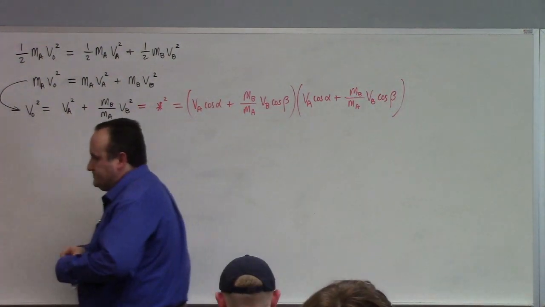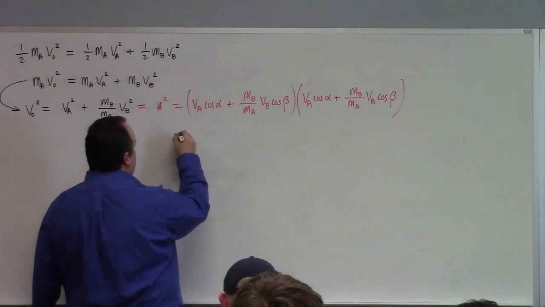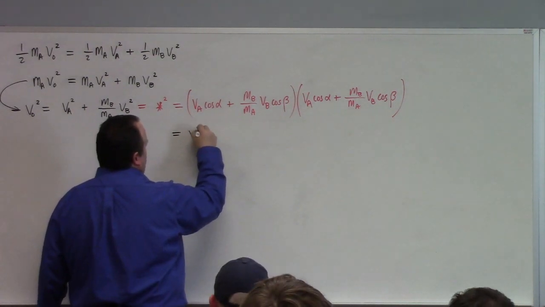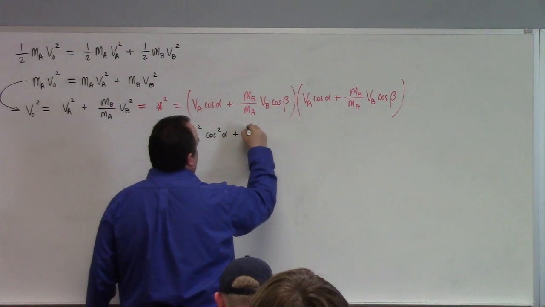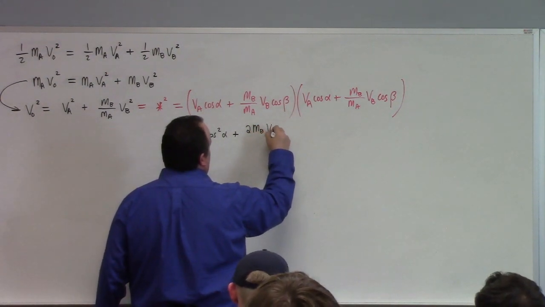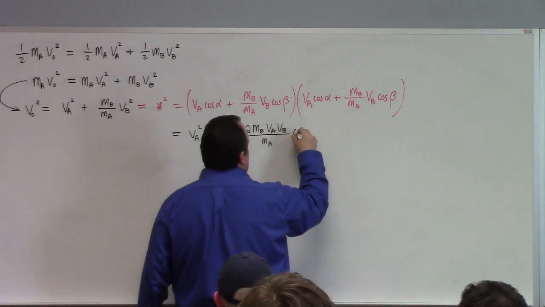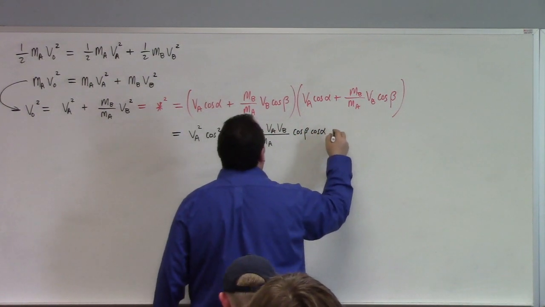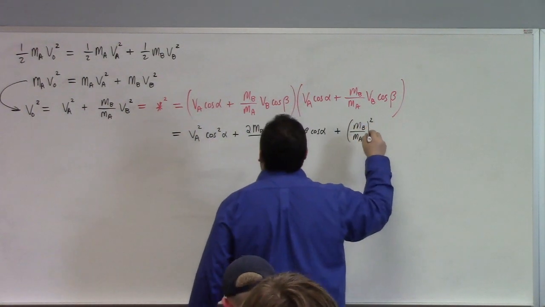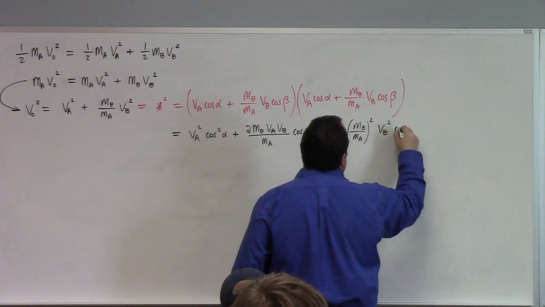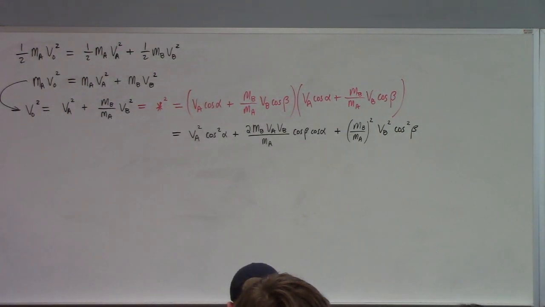All right. So then what? So we should FOIL this thing out, right? So I've got VA squared cosine squared alpha, plus 2 times MB VA VB divided by MA cos beta cos alpha, plus MB over MA quantity squared VB squared cosine squared beta. All right.